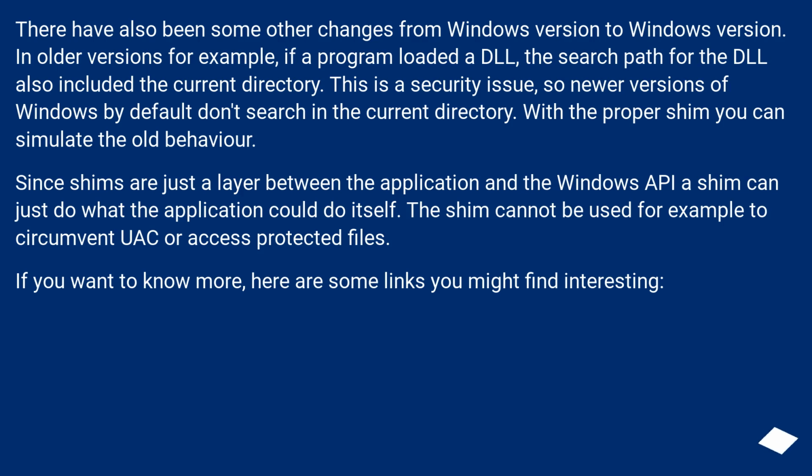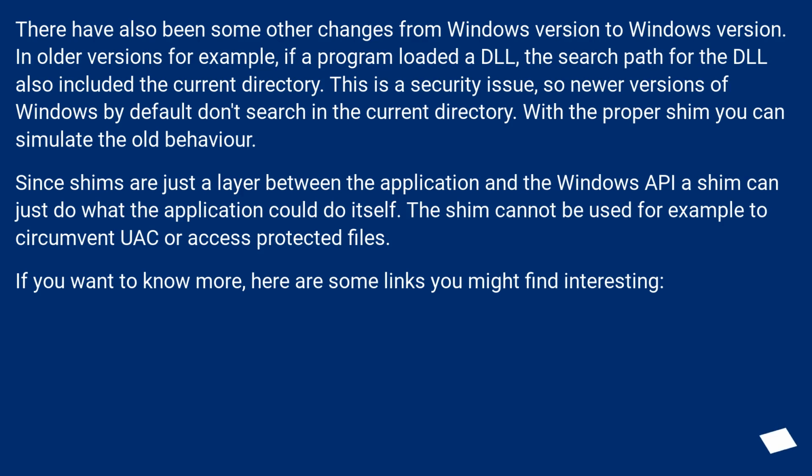There have also been some other changes from Windows version to Windows version. In older versions, for example, if a program loaded a DLL, the search path for the DLL also included the current directory. This is a security issue, so newer versions of Windows by default don't search in the current directory. With the proper shim you can simulate the old behavior.